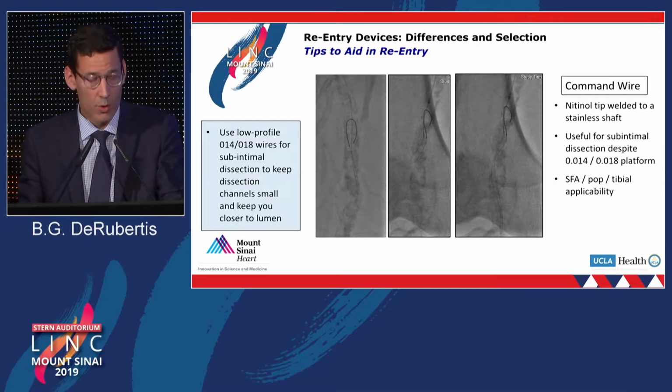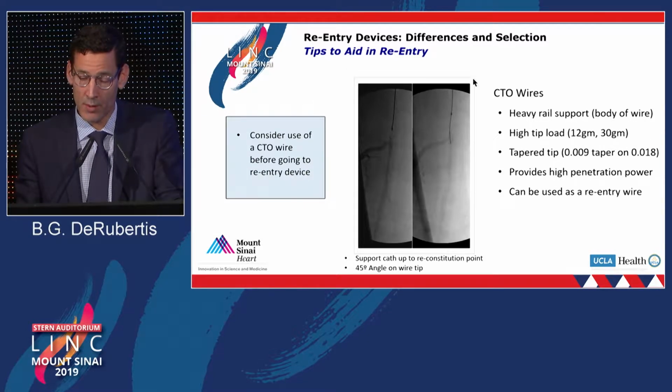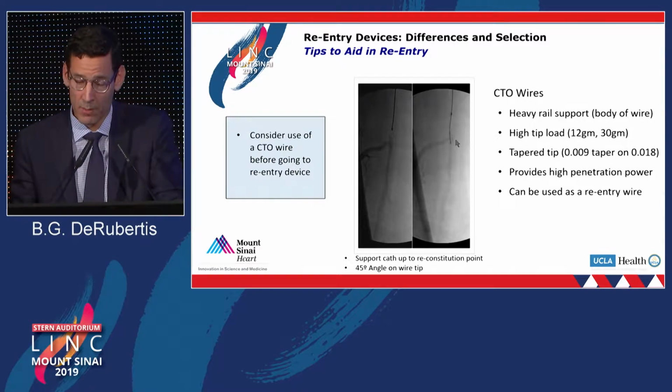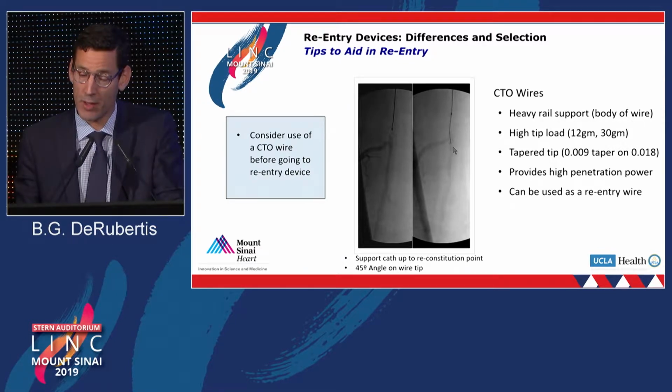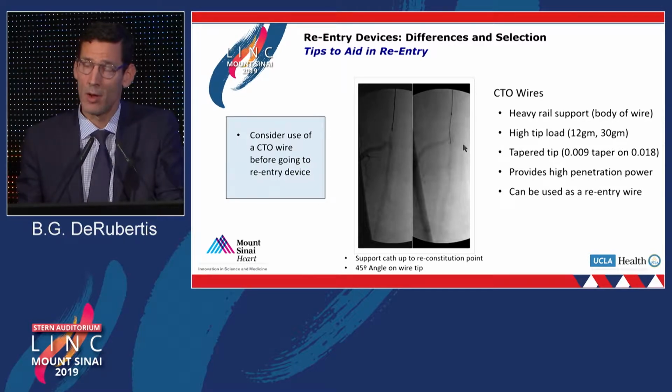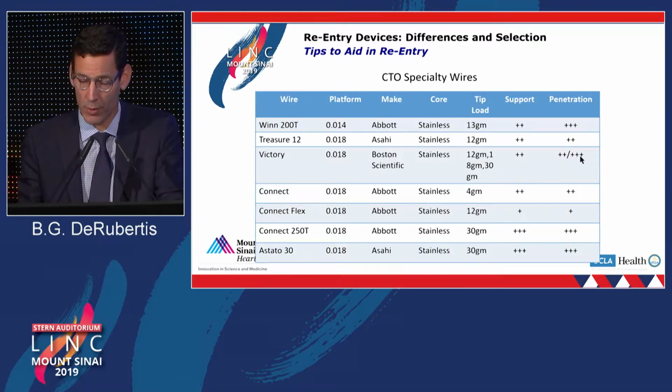So the smaller your dissection plane, your dissection channel, the closer you are to that lumen, and the easier that reentry can be. And then finally, before going to a reentry device, as we were just discussing, we can use a catheter with an angled tip with one of our CTO wires, with about a 45-degree angle on that CTO wire to try to direct it toward the lumen and pop into it without taking out one of our more expensive reentry devices.